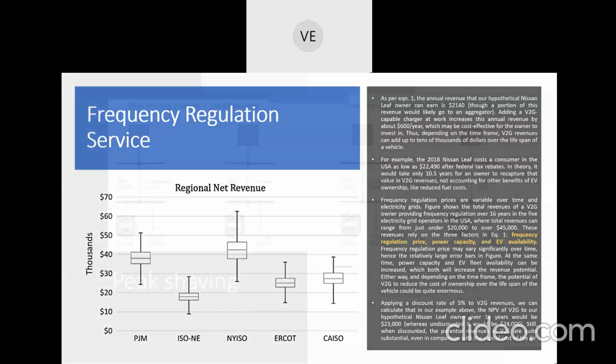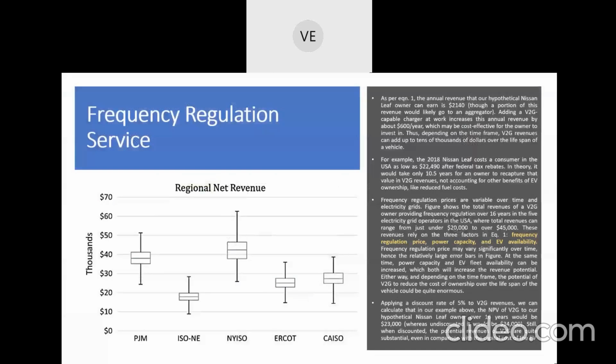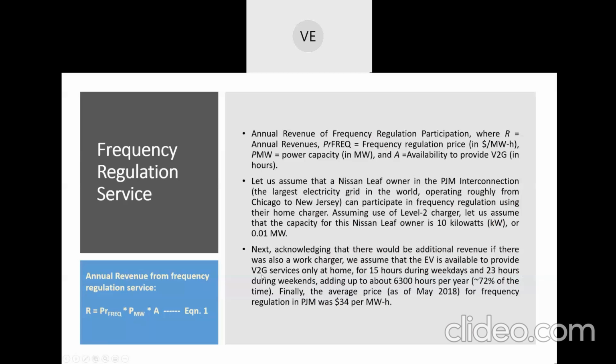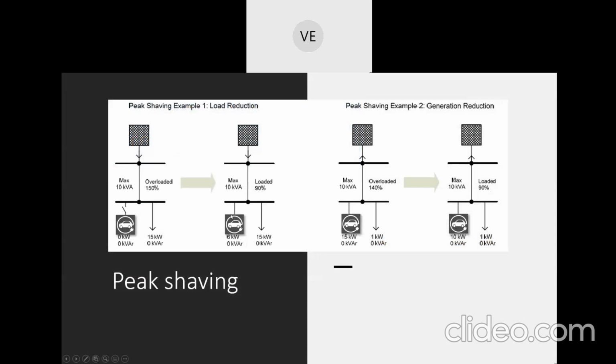Now, let's move on to the next slide. Okay. So this was about the frequency regulation service. That was one of the points in the V2G functionalities. Now we will move on to peak shaving, how peak shaving is done. So in the first figure, you can see that a 15 kilowatts local load is there.